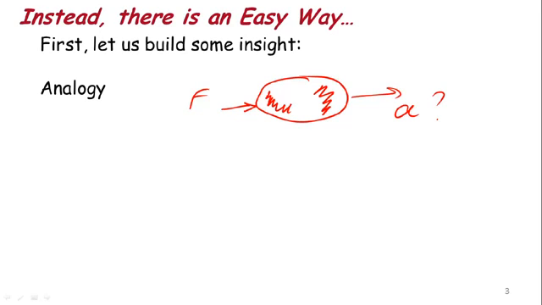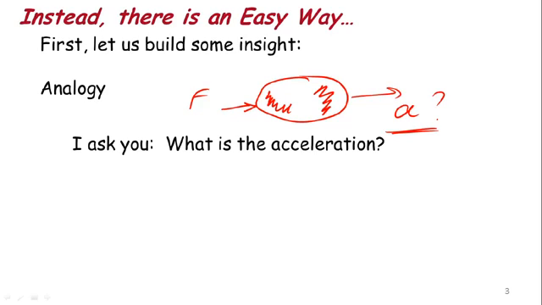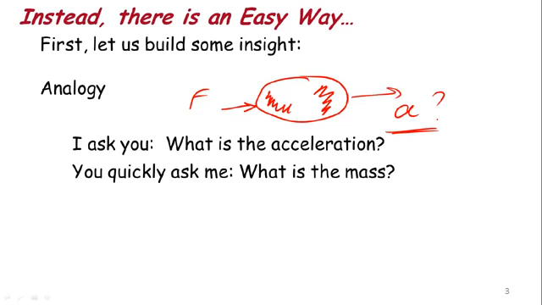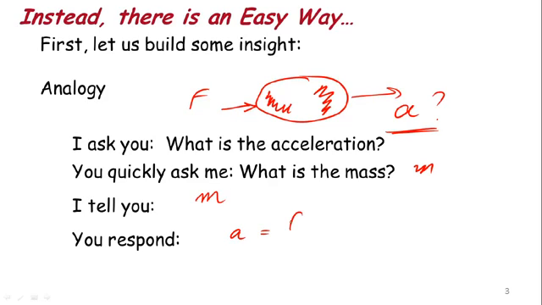Okay, so let me proceed here. I've applied a force F, and I've asked you the question, what is the acceleration? Now the answer here is pretty simple. Given that you've taken physics, mechanics, and so on, you would very quickly ask me what is the mass of the object, m, and I would tell you the mass of the object is m. And then you would respond that the acceleration is given by the force divided by the mass of the object.